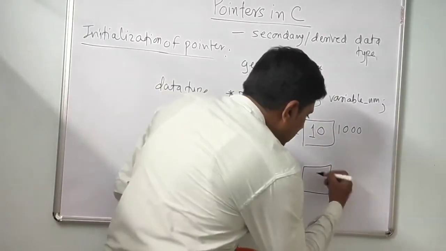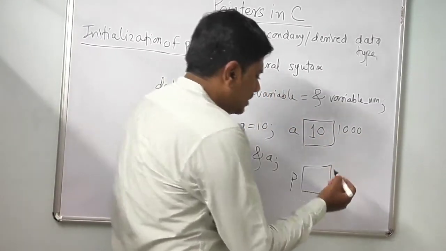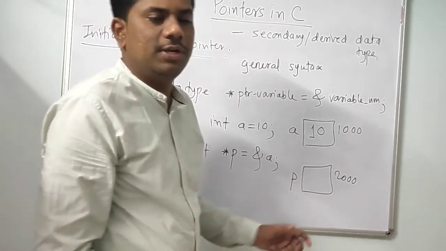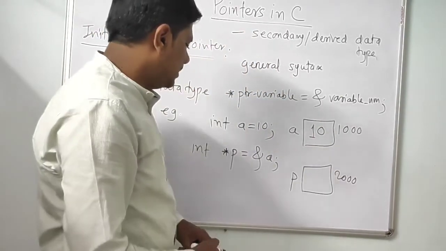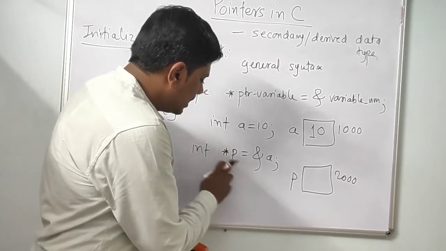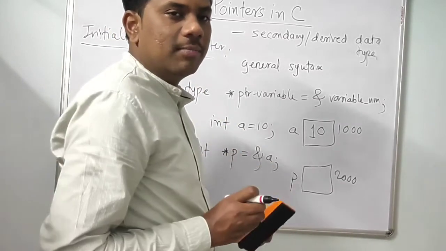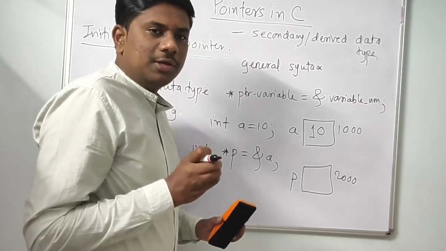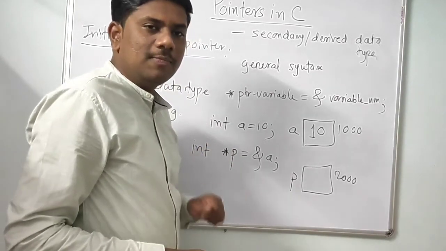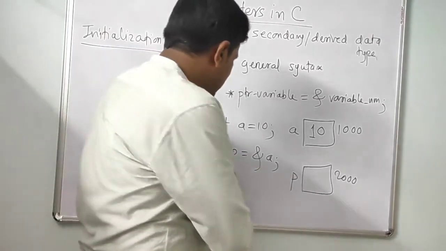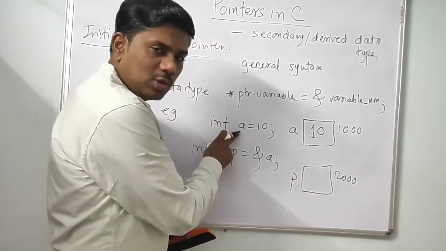Okay, now as this is a block of 8 bytes of memory, this will also have some address. Pointer is a variable, so it will also have some address. And see, next, this star indicates that this p is a pointer variable. It is not a normal variable. We can't use this p variable for storing a value. Rather, it is used to store the address of another variable. That's why there is a star. Here there is no star.